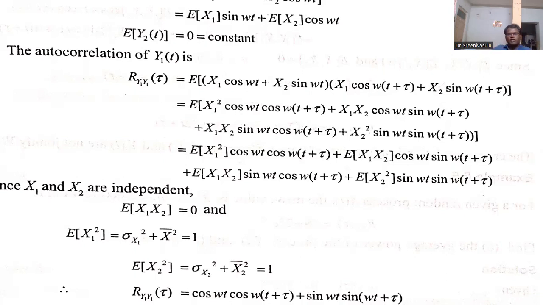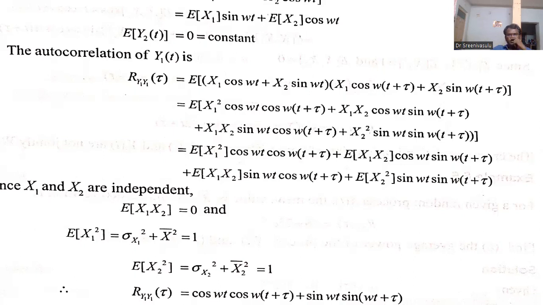If you multiply all these things and then apply this expected value concept, if you observe, we get the expected value of x1 square cos omega t into cos omega t plus tau, and x1 x2 cos omega t into sin omega t plus tau, plus x1 x2 sin omega t into cos omega of t plus tau, plus x2 square sin omega t into sin omega of t plus tau.